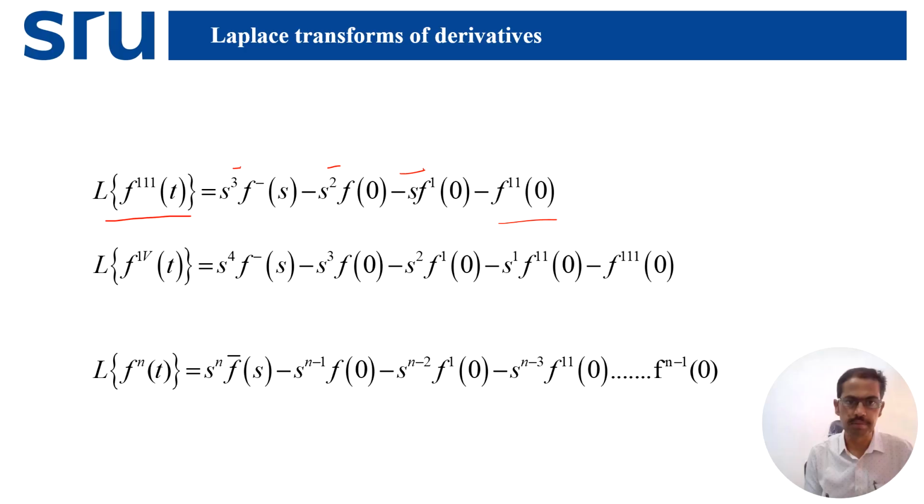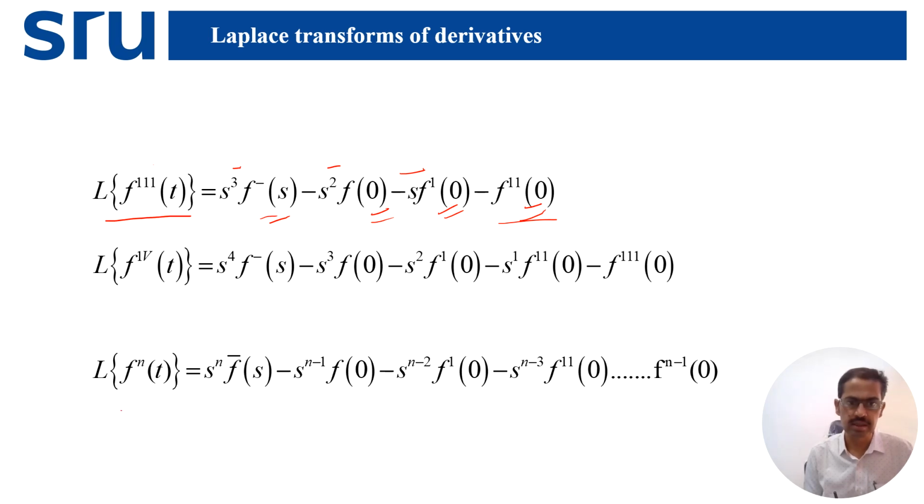This f bar of s is the Laplace transform of f of t. Here f of 0, f dash of 0, f double dash of 0. If it is triple dash, you would get up to double dash. Similarly, for the fourth, you would get up to triple dash. It starts with s power 4 f bar of s minus s cube f of 0, s square f dash of 0, s power 1 f double dash of 0, s power 0 f triple dash of 0.